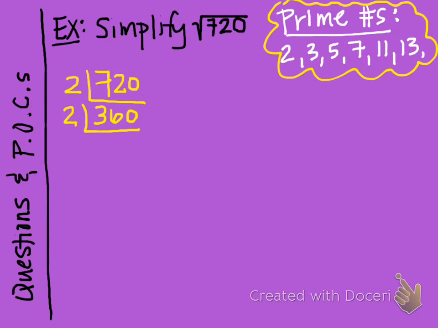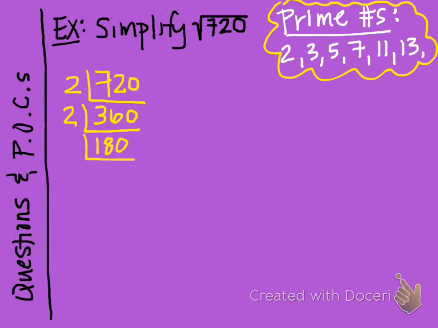But let's just say at this point you had used 5 or 3 instead of 2. You may use different numbers in a different order than your neighbor, but at the end you're going to end up with the same numbers on the outside. So it's really okay what number you choose to use each time. I'm just going to stick with 2 though because it's easy. 2 goes into 360 180 times.